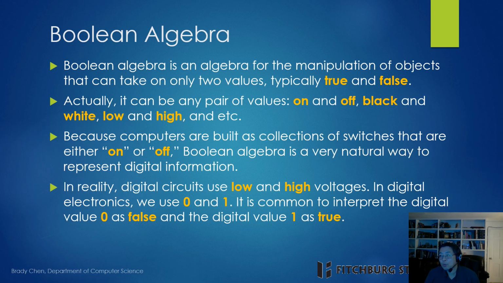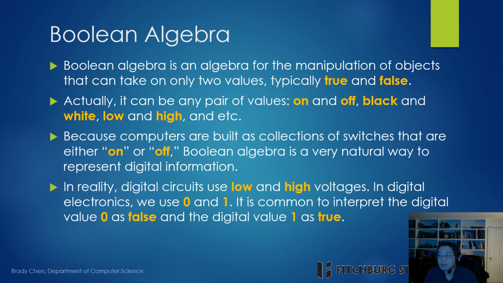So now let's talk about Boolean algebra. Now remember, in Module 1, we discussed the Boolean logic. Now in Boolean logic, we talk about propositions or statements. A proposition can take on only two values, true and false. So now the Boolean algebra is more general. Okay, Boolean algebra is an algebra for the manipulation of objects. Okay, not just propositions. The objects could be something else, like a switch.